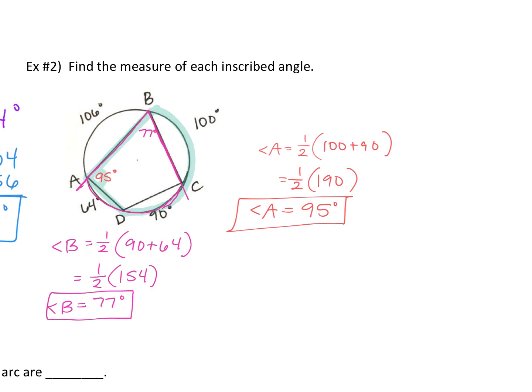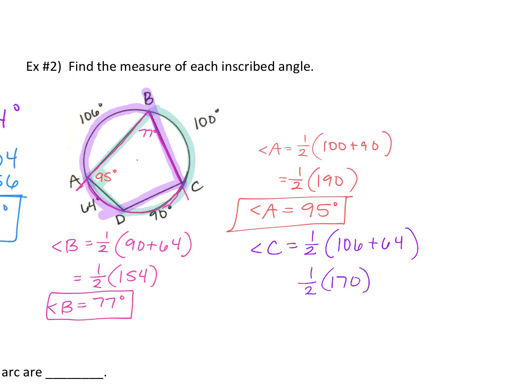Now look at angle C. Angle C is here, which means our intercepted arc is all the purple right there. So we would say angle C is half of 106 plus 64, so half of 170. Angle C then is 85 degrees. Okay.